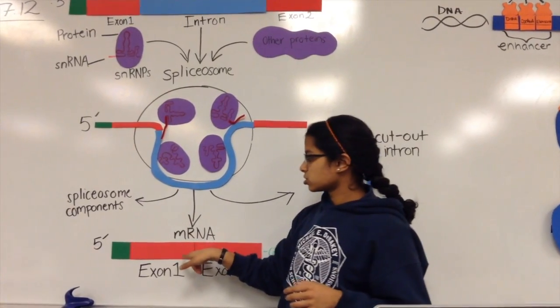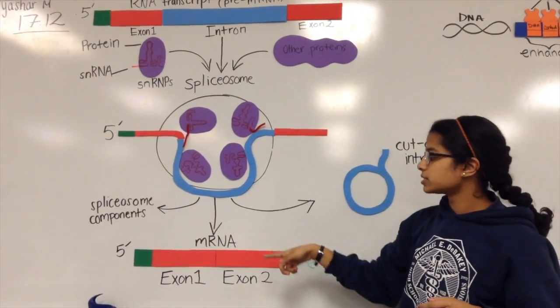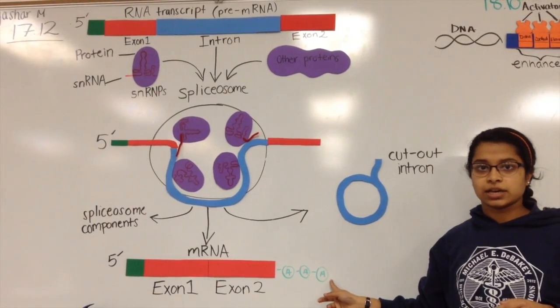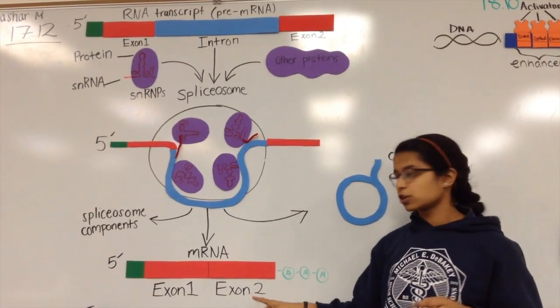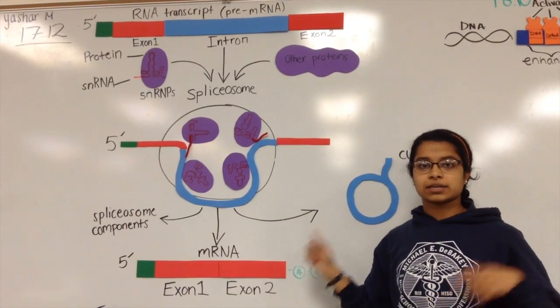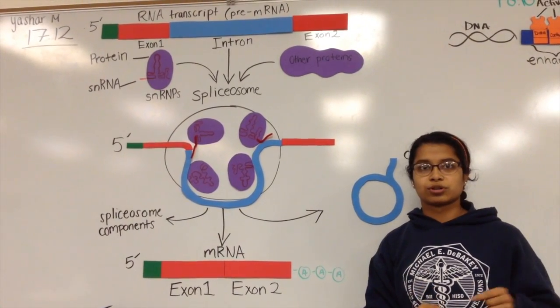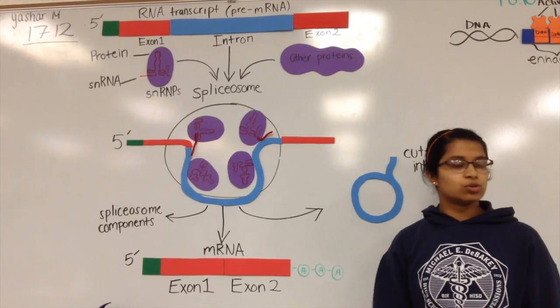The remaining exons are spliced together by the other proteins, and the addition of a poly-A tail creates more stability, and it's necessary for the mature mRNA to exit through the nuclear pores. No, not nucleoli pores. Nuclear pores.